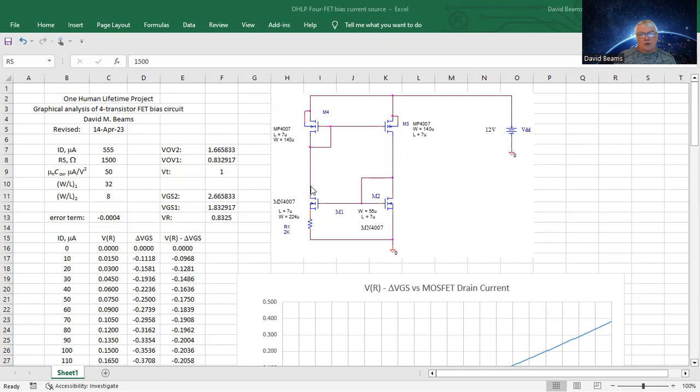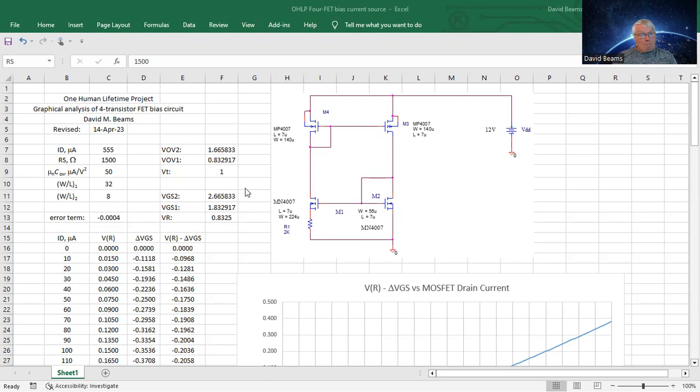The larger width to length ratio of transistor 1 means that, compared to 2, for the same drain current in each, the gate to source voltage across M1 will be smaller than the gate to source voltage across MOSFET M2. And you also see that the gate to source voltage of 2 equals the gate to source voltage of 1 plus the voltage drop across the resistor. The voltage drop across the resistor, of course, is the drain current multiplied by the resistance.